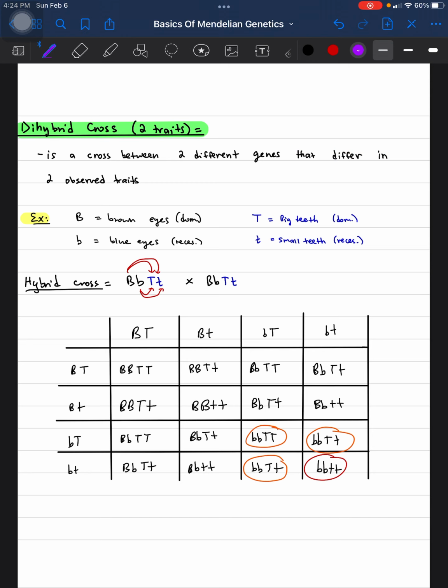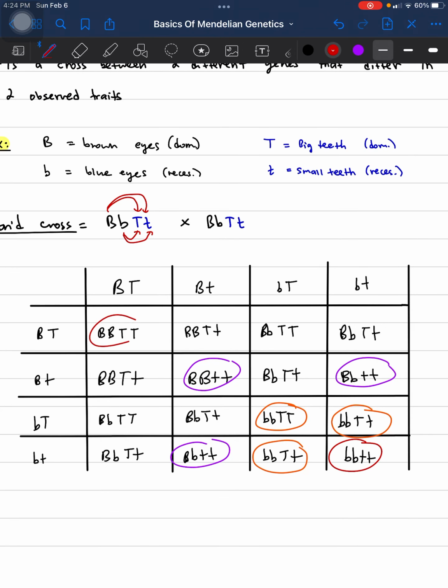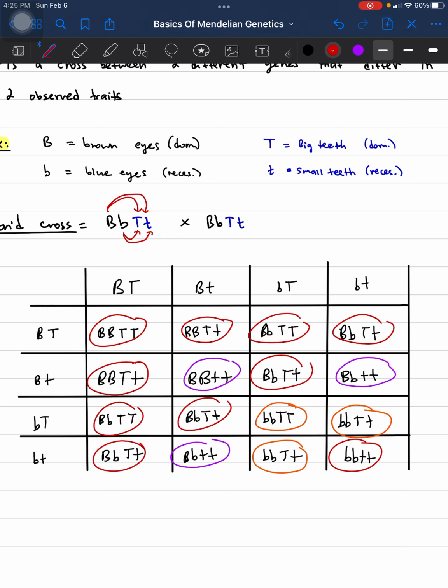Now let's use a different color. Now we have brown eyes and small teeth right here, brown eyes and small teeth right here, brown eyes and small teeth right there. So we have 3 of those offspring. Now right here we have brown eyes and big teeth, this one too. The rest of them are all brown eyes and big teeth. So we have 9 of those offspring.